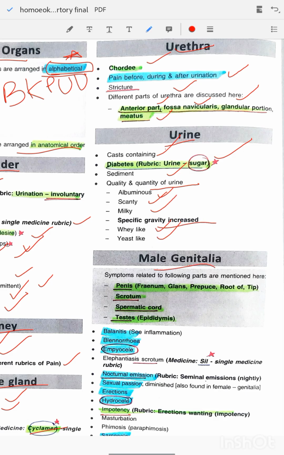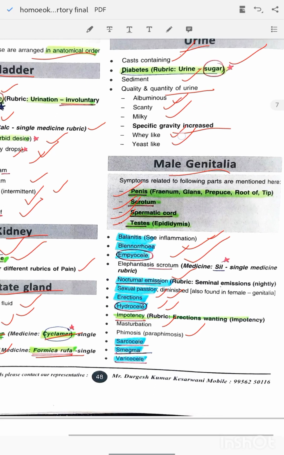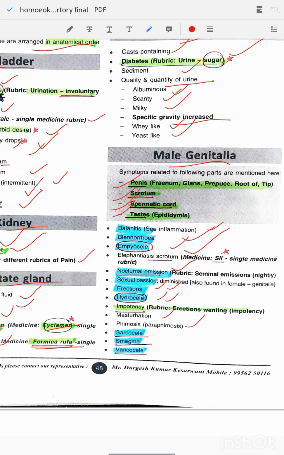In male genitalia, we have symptoms discussed related to penis, scrotum, spermatic cord, testis, meningitis, pelanuria, hematocele, elephantiasis scrotum, nocturnal emission, sexual passion, diminished erection, hydrocele, impotency, masturbation, phimosis, sarcocele, smegma, varicocele.